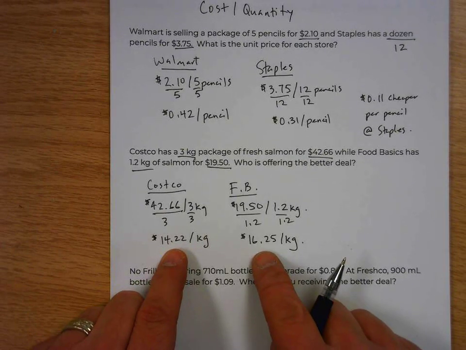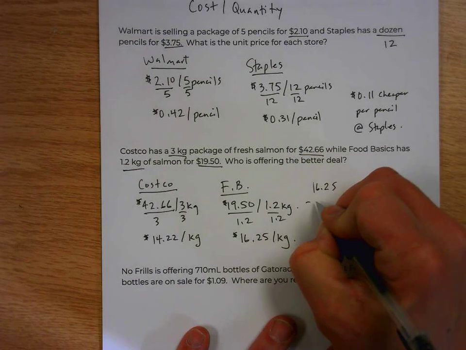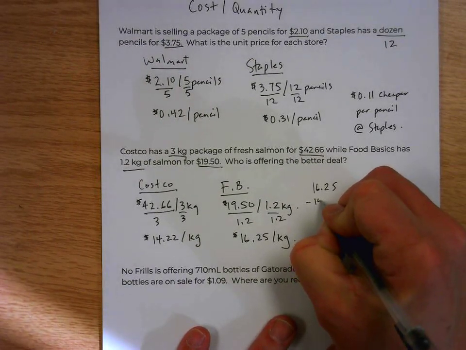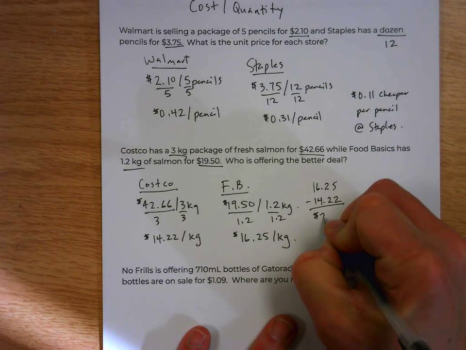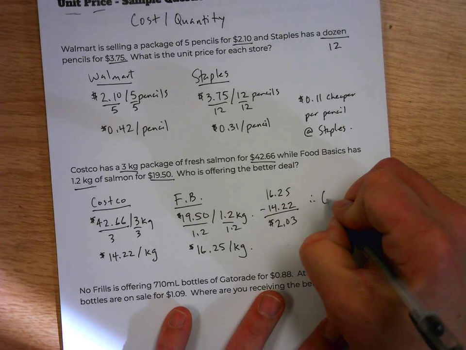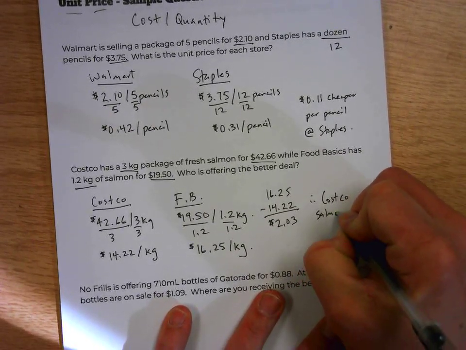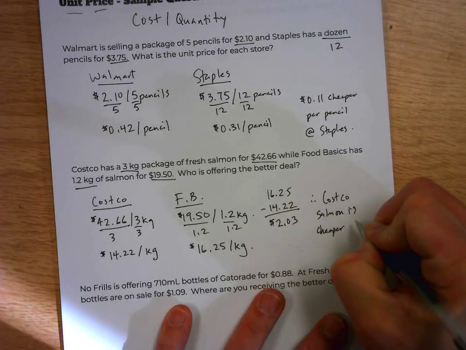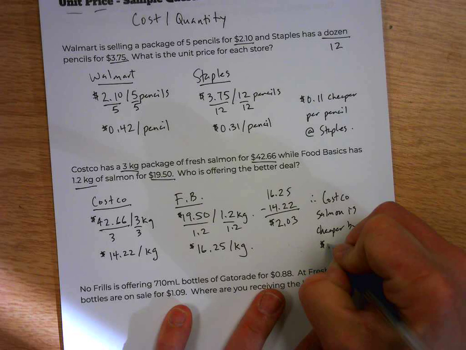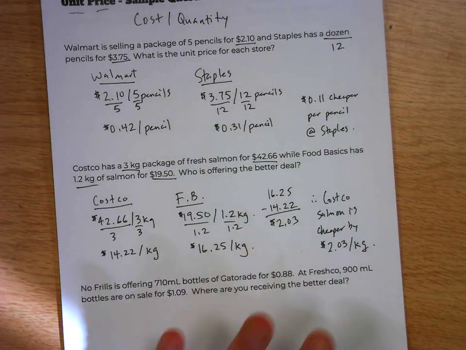versus $16.25. A good way to complete this answer is to take the unit prices and subtract them to find the difference, which would be $2.03. So you could say, therefore, Costco salmon is cheaper by $2.03 per kilogram.